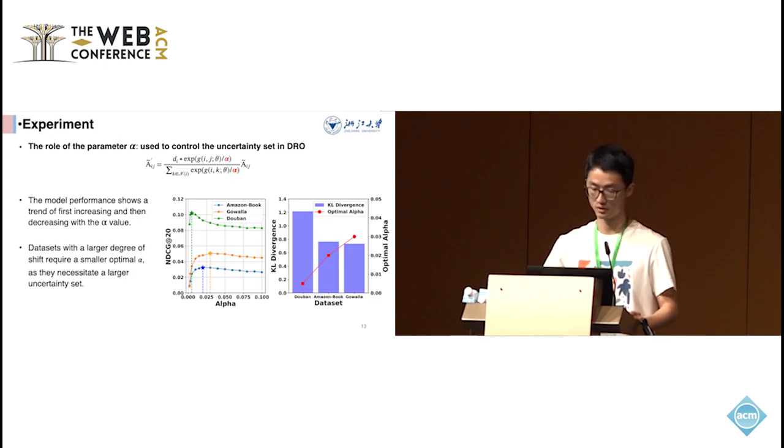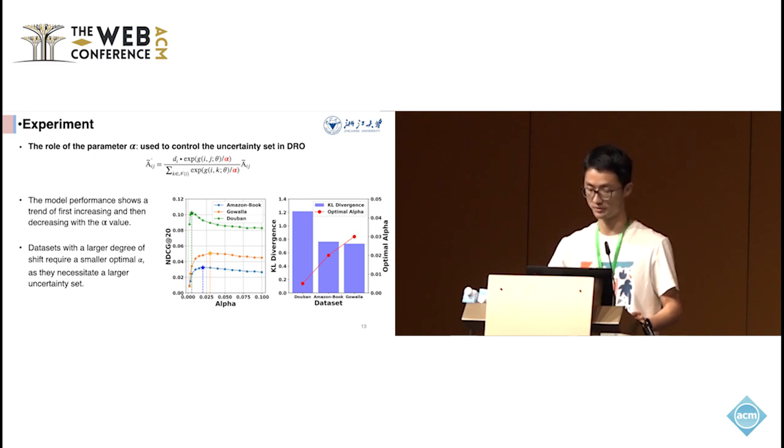Additionally, the role of a crucial hyperparameter alpha has also been explored, which is used to control the size of the uncertainty set within DRO. A small alpha results in a larger uncertainty set. We also validate this conclusion from the perspective of experiments.